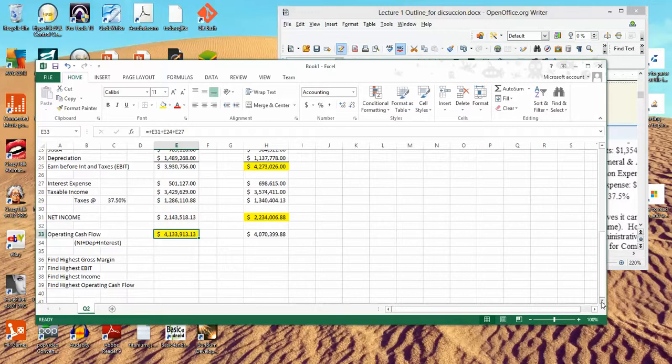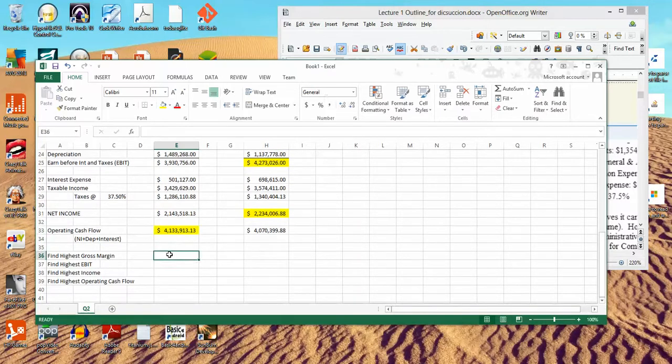So our answer to this question: highest gross margin, we said was A, right? Highest EBIT was B. Highest net income was B. And for highest operating cash flow, it's A. And that should be it for this lesson. This will be seen again on your final and other quizzes.